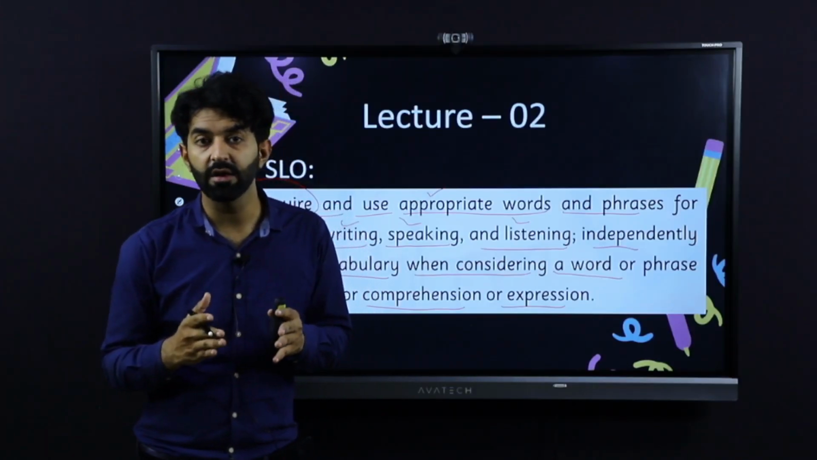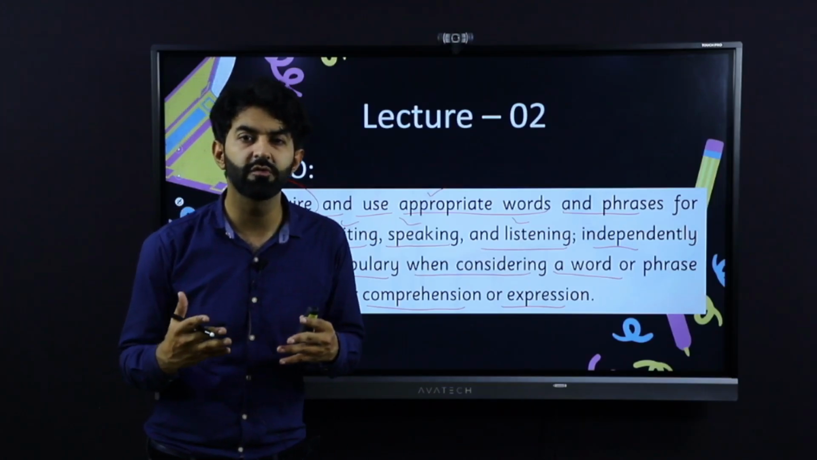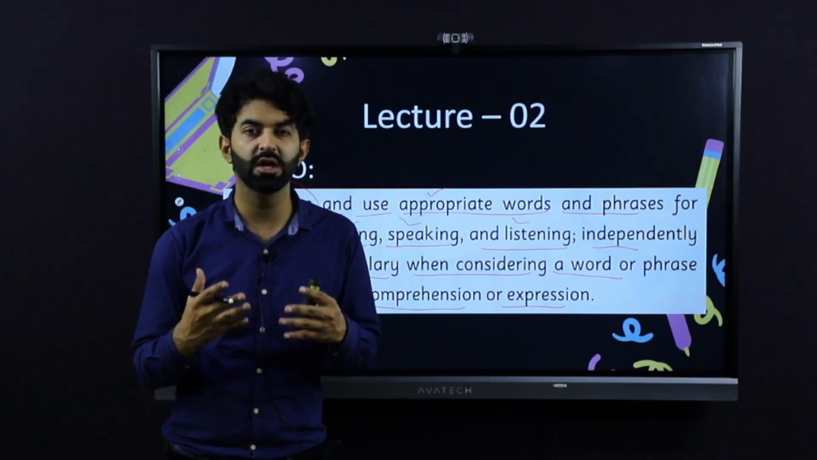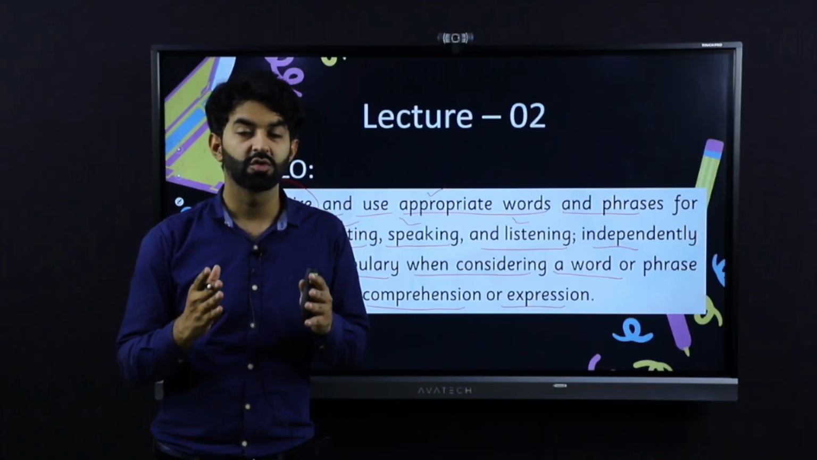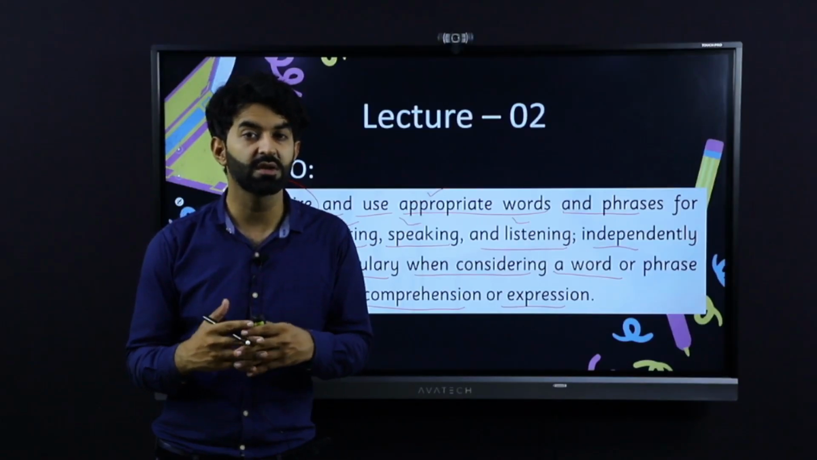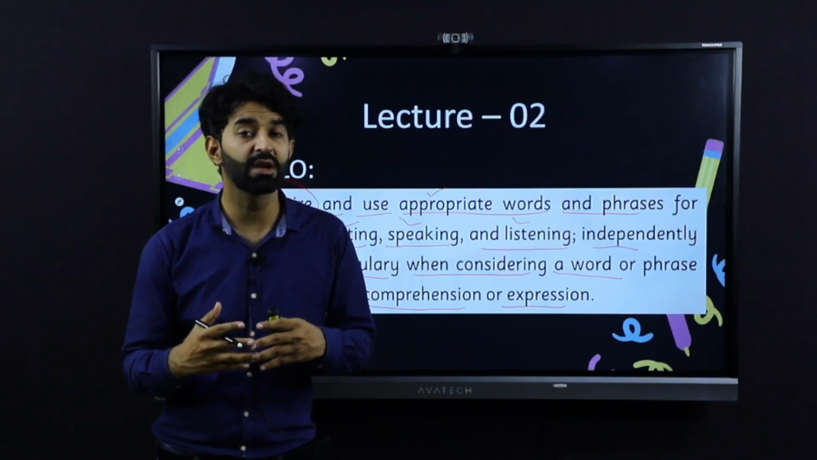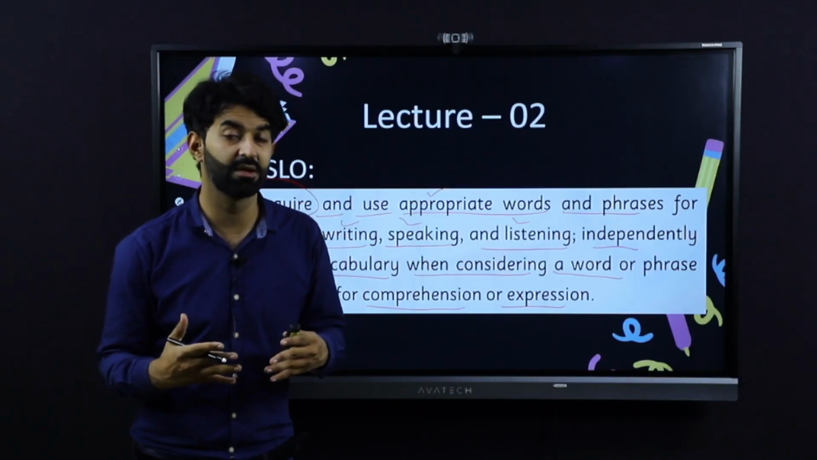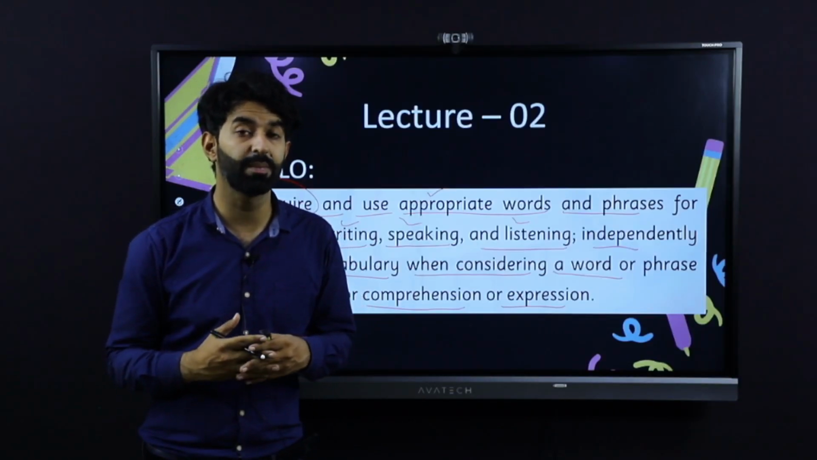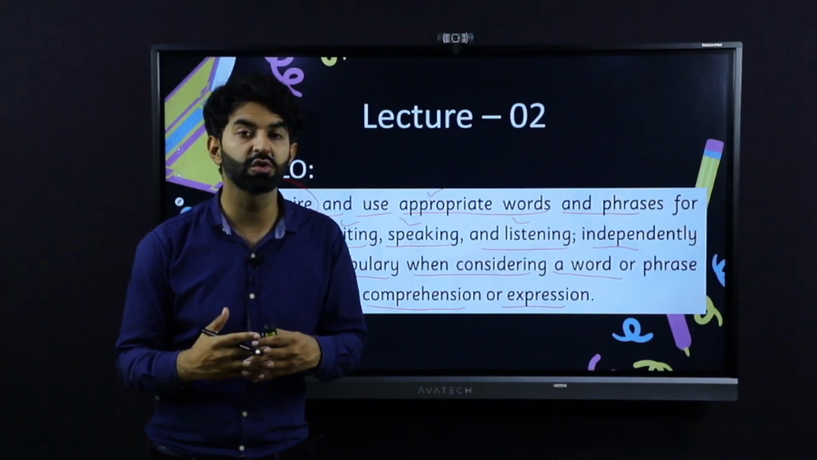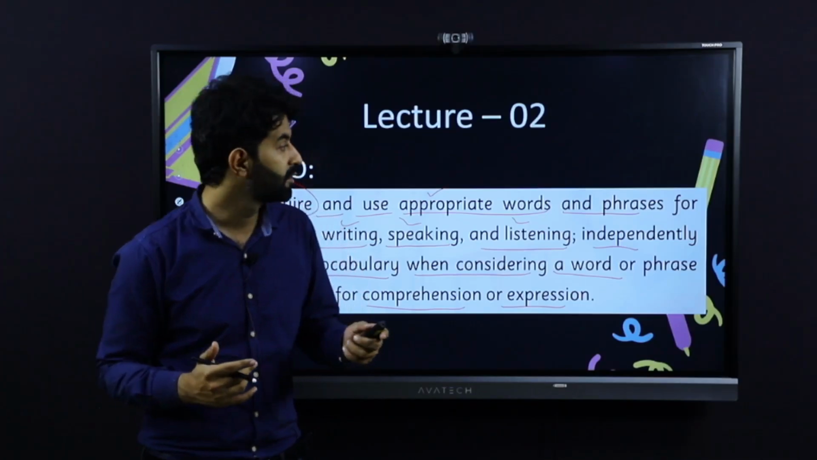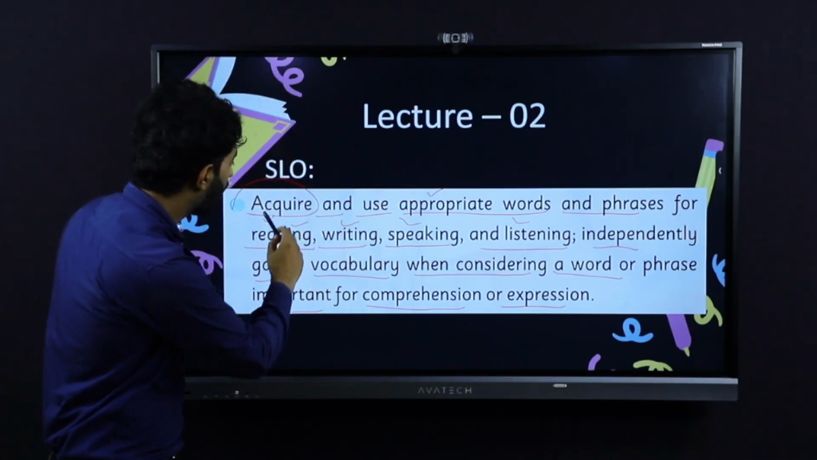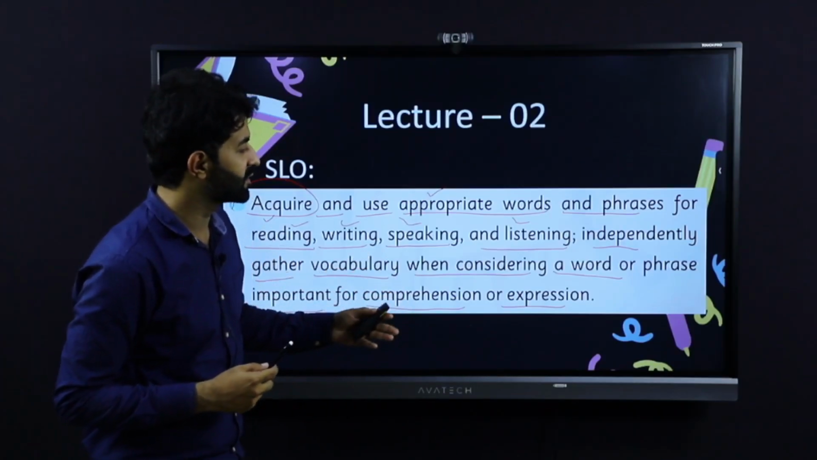Now, in this one, you can see that you have a lot of different resource materials like your dictionaries, glossaries, thesauruses, and so on. So in this lecture, I'll introduce these things to you and tell you how you can gather your vocabulary independently whenever you come across any kind of difficulty when you are reading something, or also when you're speaking or listening.